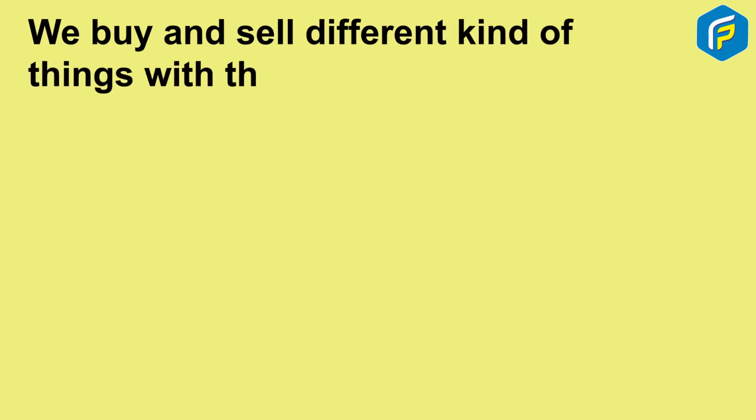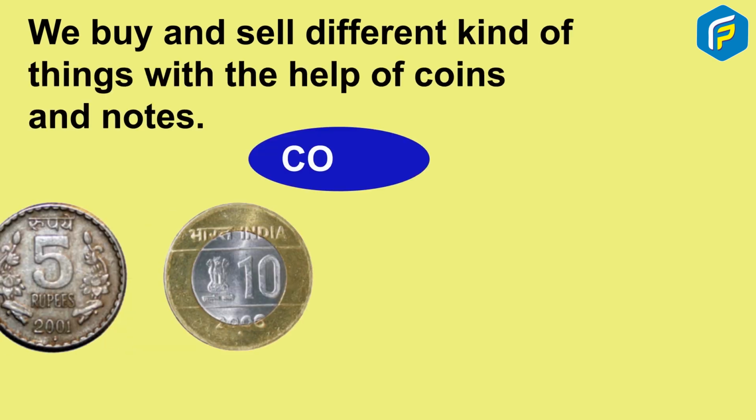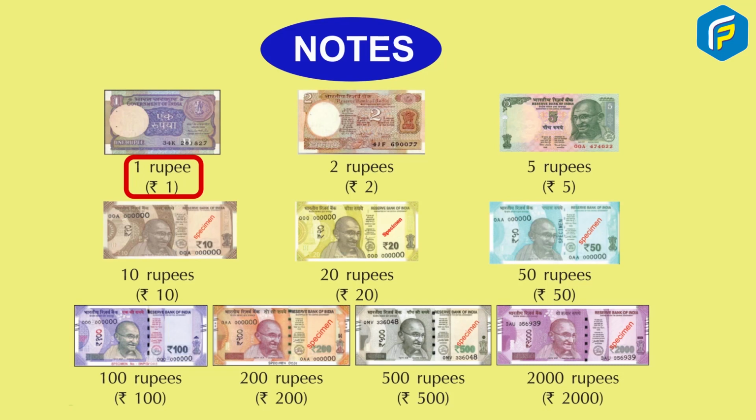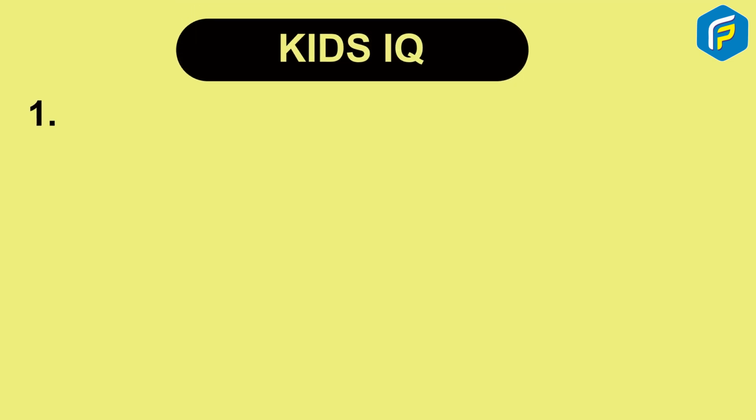Chapter 12. Money. We buy and sell different kinds of things with the help of coins and notes. Coins: 1 rupee, 2 rupees, 5 rupees, 10 rupees. Notes: 1 rupee, 2 rupees, 5 rupees, 10 rupees, 20 rupees, 50 rupees, 100 rupees, 200 rupees, 500 rupees, 2000 rupees.